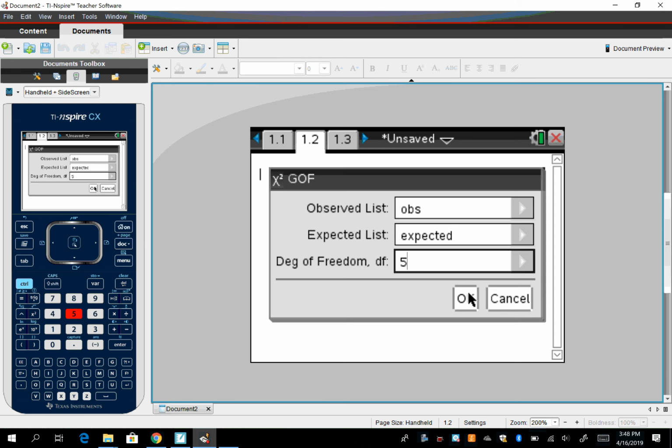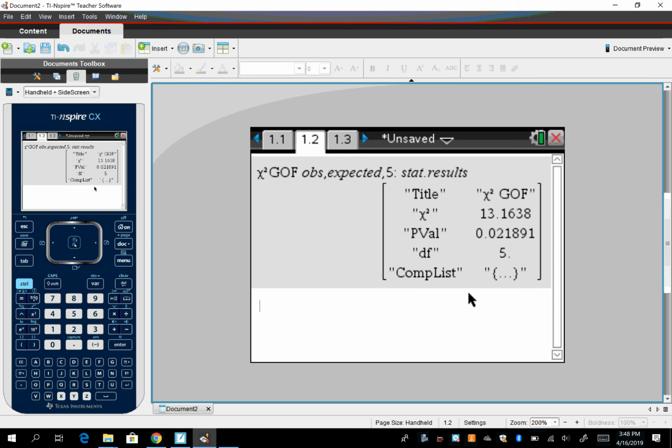Now, you'll notice we have chi-squared. We have p-value, which we already knew, and degrees of freedom. We already wrote those down, but now you can see how you can get them in the calculator.